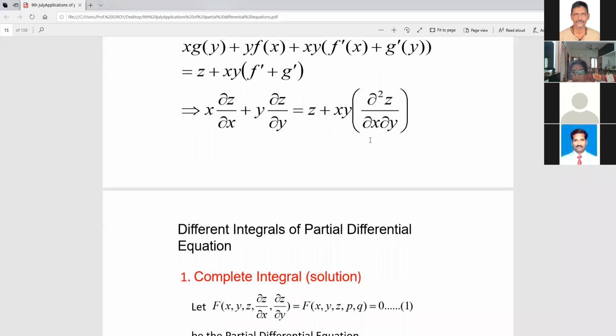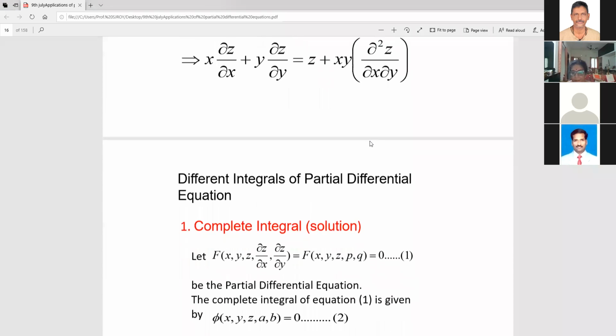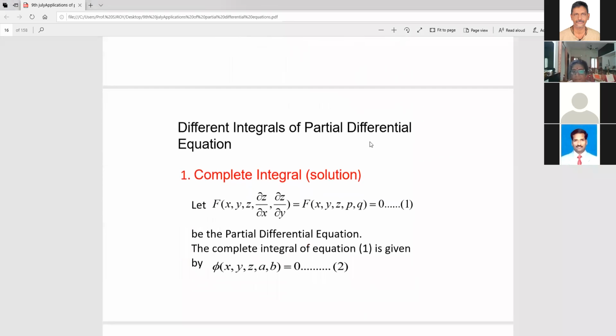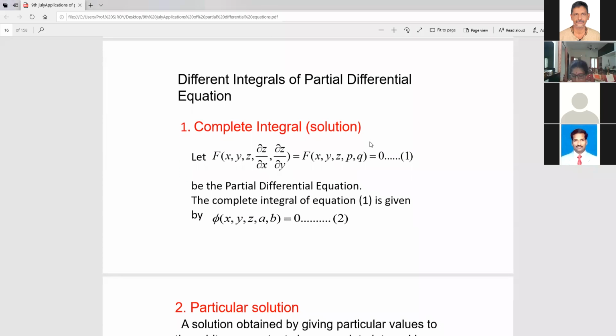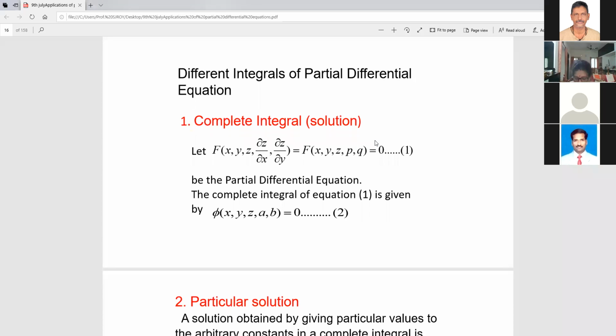So let us go to the solution part. So far we have seen, as I told you, formation. You can eliminate and get your PDE. The next interesting topic is solving the PDE. In solving, we will start with first order only, and see how to get different solutions.